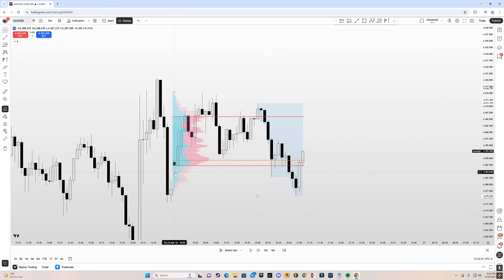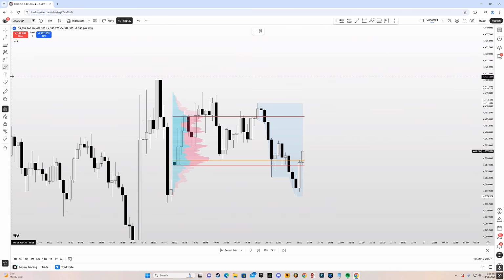So what you want to do is, again, draw it out from 18, as soon as the new day opens, and then you want to let the volume profile develop for the next 30 minutes. So you can look for trades after 19. And you can start looking for trades after 19.